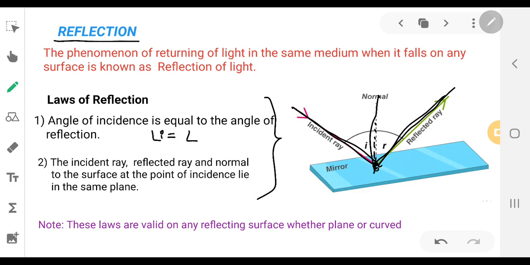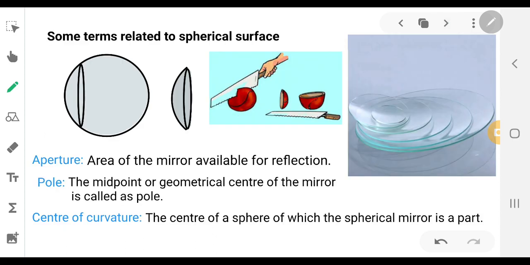These two laws of reflection are valid on any reflecting surface, whether plane or curved. Here we have considered a plane reflecting surface, but these laws are valid for plane or curved reflecting surfaces. Now the question comes, what are curved reflecting surfaces? To understand that, before going to curved reflecting surfaces, we'll see some terms related to spherical surfaces, and how these spherical reflecting surfaces are formed.